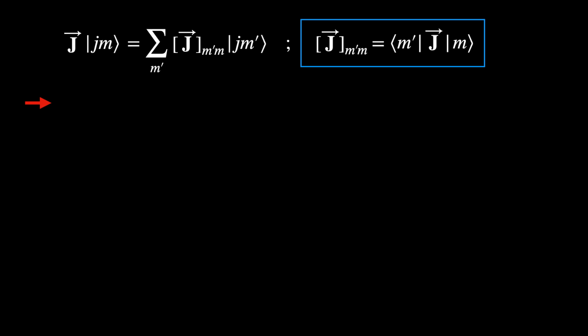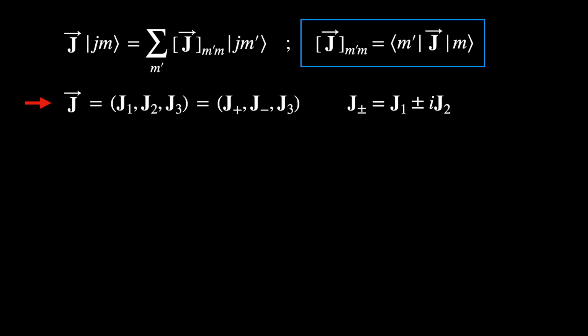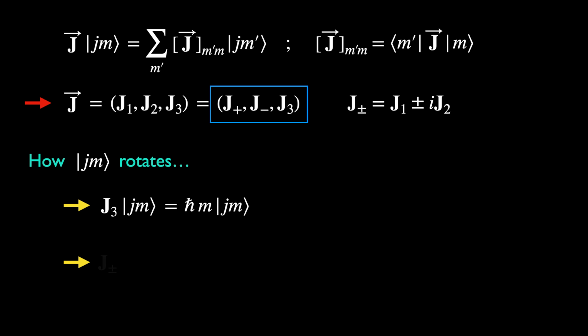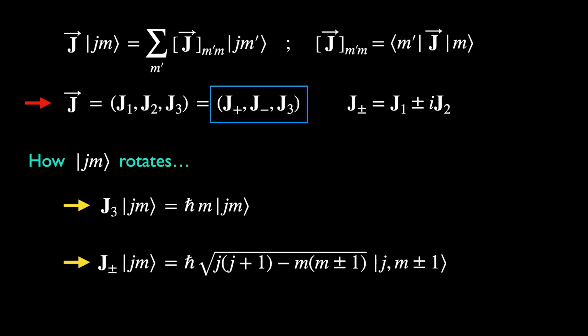Instead of looking at the effects of the Cartesian components of the angular momentum operator, we could as well look at how the angular momentum ladder operators and J3 act on quantum states. Since these two representations have a simple linear relation, knowing one of them is as good as knowing the other. Therefore, how the Jm states are transformed by rotations are also entirely determined by how they are transformed by J plus minus and J3. We have worked these out in lecture 20.